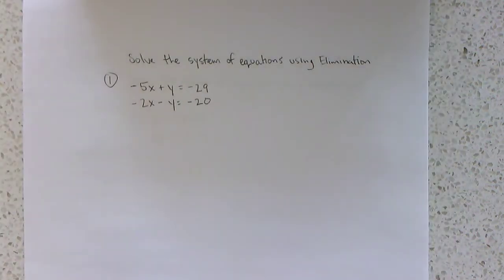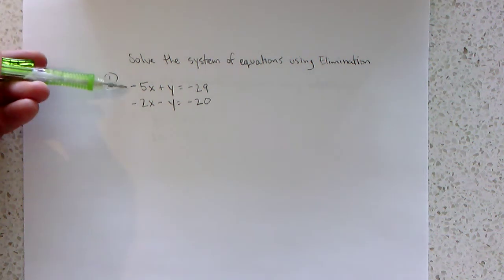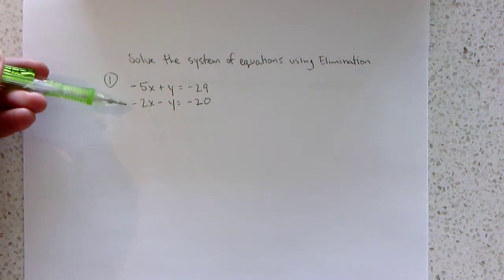So when I'm solving a system of equations using elimination, what that means is that I'm getting rid of one of the variables out of both equations. So I want to eliminate one of the variables. Our main goal in solving systems of equations is to end up with a pair of coordinates that we can plot on a grid and find out where these two lines intersect.